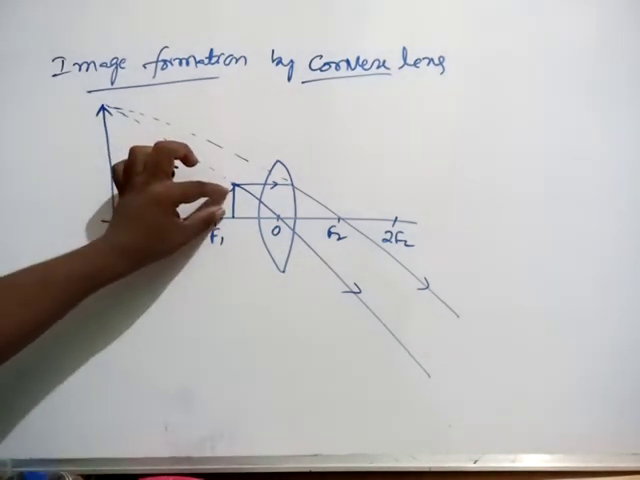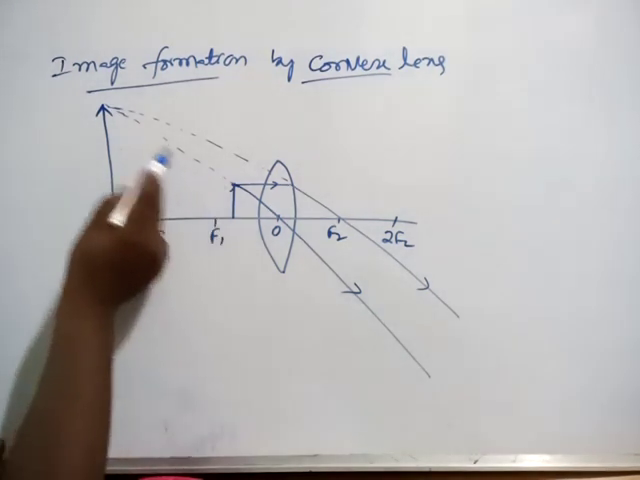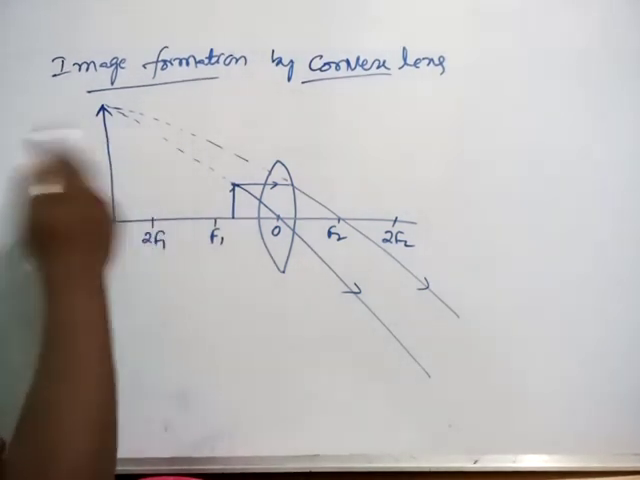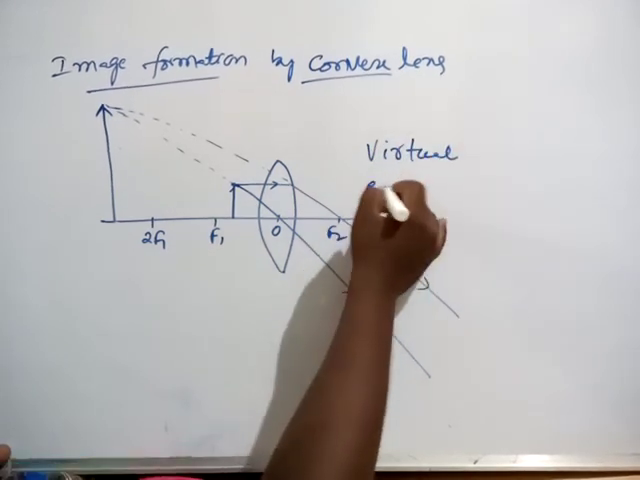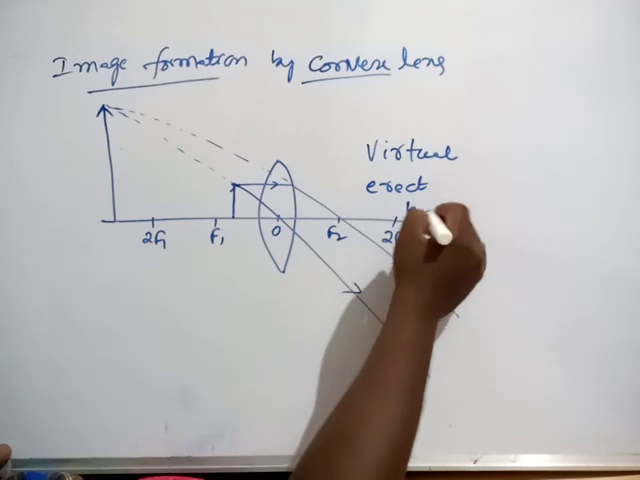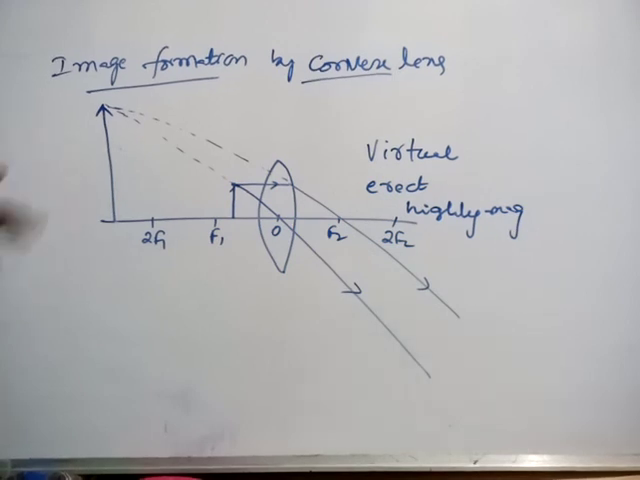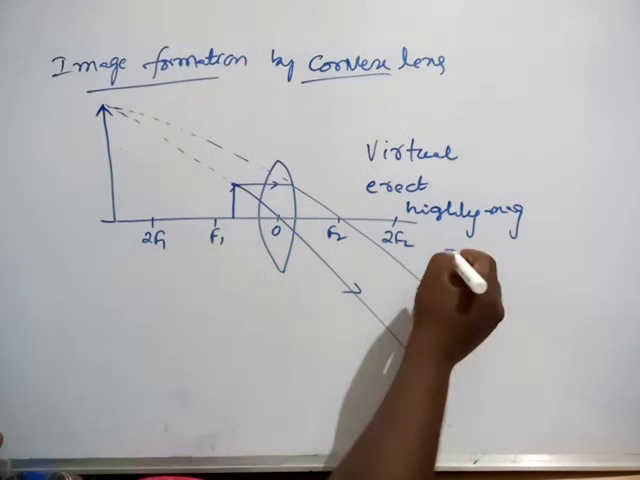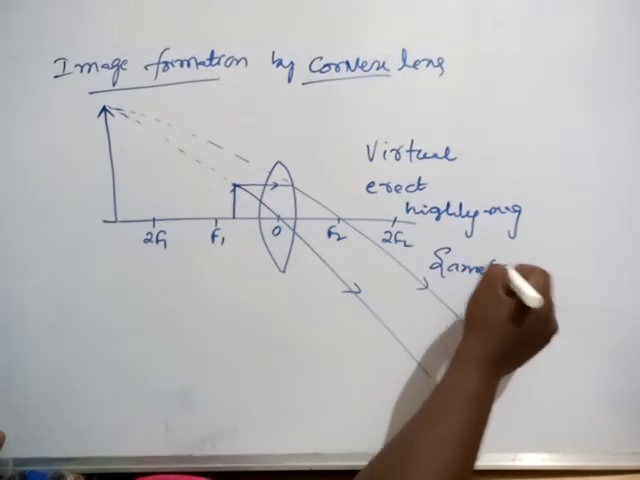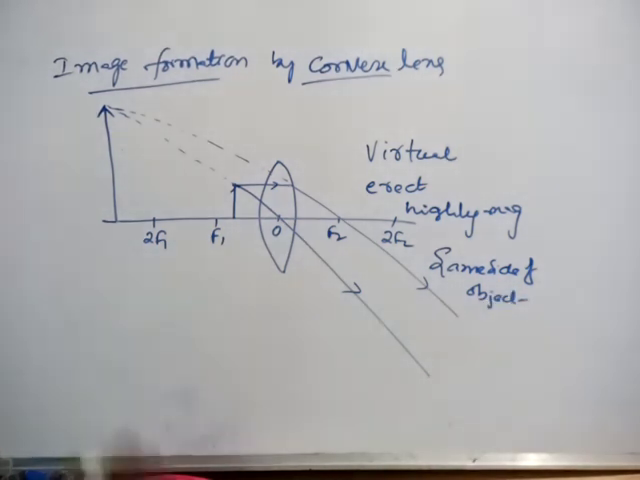The object is on the same side of the lens, the image is also on the same side of the lens, and bigger in size. That too, this is formed by extended rays only. So this is a special case. The nature of the image is virtual and erect, a highly magnified image. Where is it formed? Here, on the same side as the object. This is an important case and a special case also.